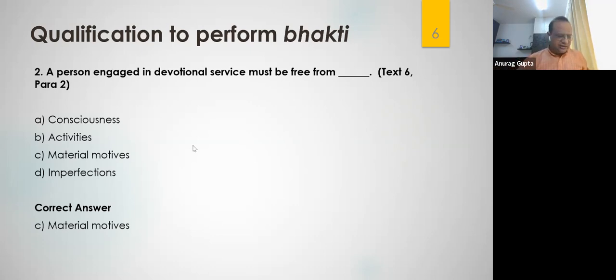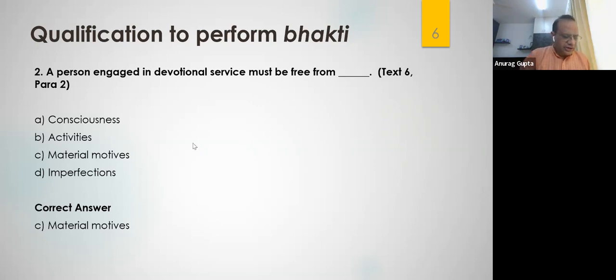So you can see that in devotional service, the only qualification needed is that the practitioner have some detachment from material motives. And that is sufficient for the person to start devotional service. You will find a very similar study we are doing in Nectar of Devotion. There also we recently studied the qualification to perform bhakti. You will find this concept in Nectar of Devotion also.